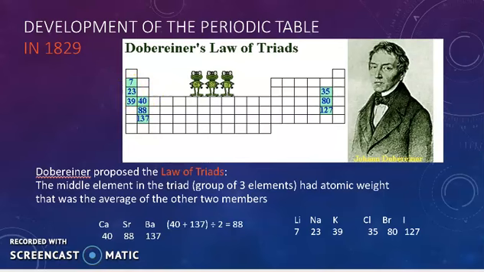In the group of the triad, in the group of 3 elements, the middle one has an atomic weight that is the average of the other 2 members. So if I add 7 plus 39 and divide it by 2, I should get 23. If I do 40 plus 137 and divide it by 2, I'd get 88. You can see the example down here. And if I had 35 plus 127 and divided by 2, I should get 80. So when we're looking at the atomic weights, we can actually see that when you average the outside 2, the middle one is going to be the average of those. It doesn't work for all of them, again, only for certain ones, but Döbereiner noticed this in 1829. So a long time ago, he did notice this trend in the atomic weights.